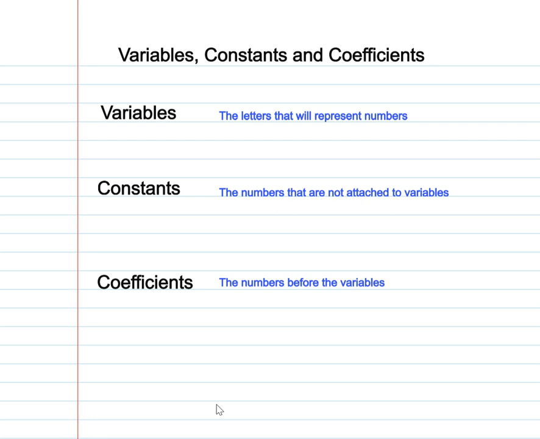Today I'm going to be talking about variables, constants, and coefficients. So when it comes to algebraic expressions, and by that it's just really a little bit of writing with letters and numbers that doesn't have an equal sign, that's an expression, where they will be made up of what's called variables, constants, and coefficients. Now variables are letters that will represent numbers and they can vary.